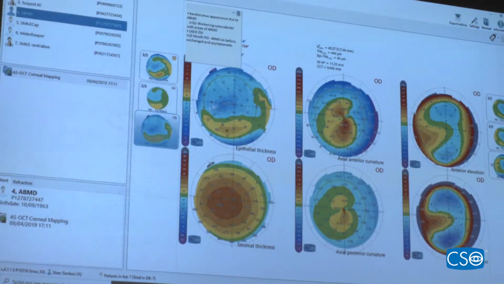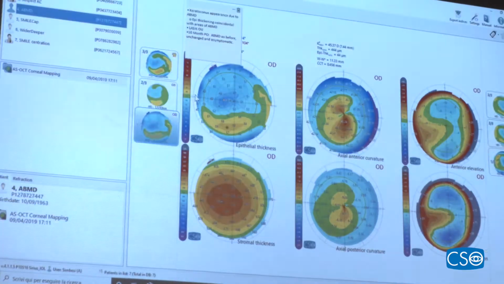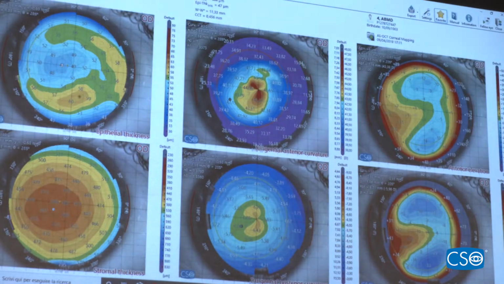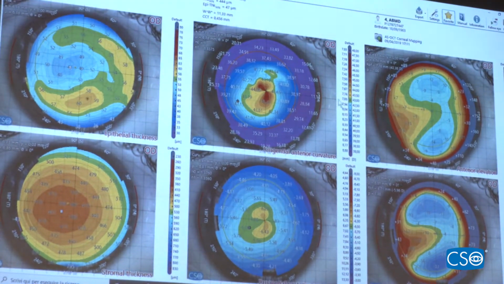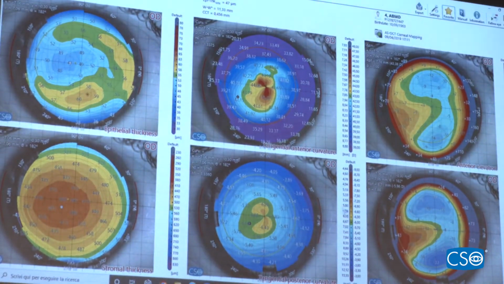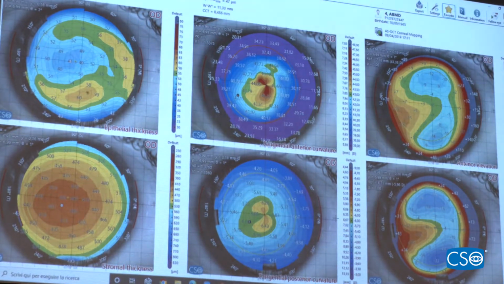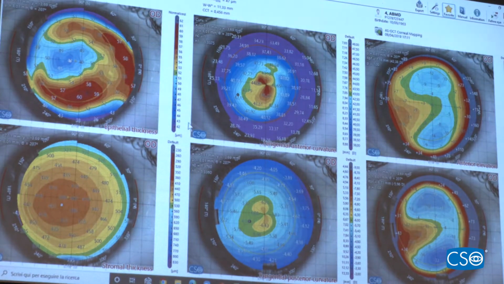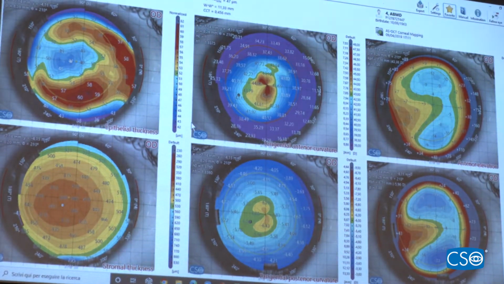Right. This is an interesting case because, let me just see my scale. Okay, so I'm looking at the right eye. There it is. So this is an interesting case. Here's our 6 map. We have a very steep central tangential curvature, back surface, front and back, right? And the epithelium, it doesn't look good, does it? It doesn't look good. You agree with me, okay?